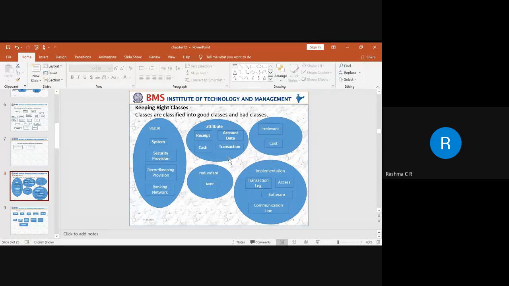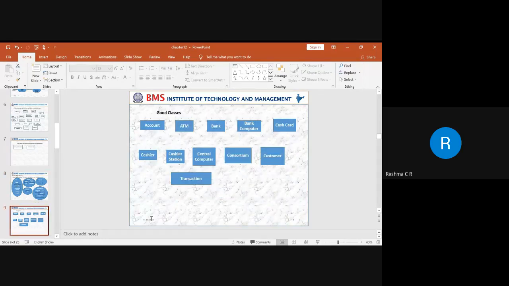We have taken an example, account transaction cash. So after identifying these as different types of classes, we categorized them into good and bad classes. For a good class, we can take examples like account, cashier station, central computer, consortium, customer, and transaction. These are some of the examples of good class names, and how we can keep them.